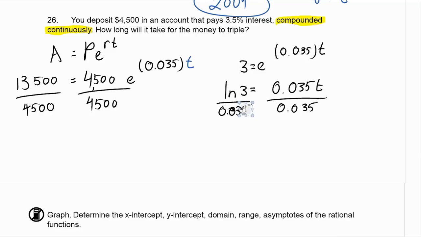Now, since these are word problems, you probably don't want to keep this as your answer. You want to convert it to a decimal. So t is going to be equal to 31.389 years.